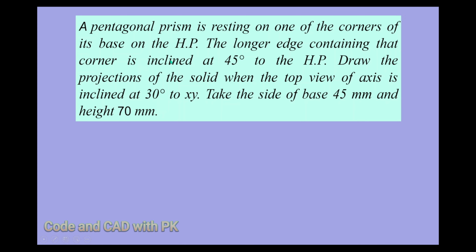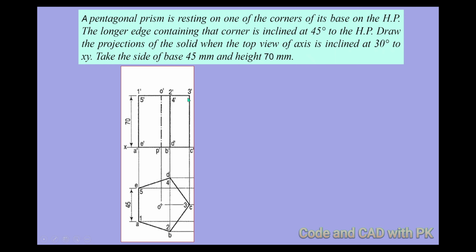Initially, a pentagonal prism has 5 longer edges. One of the edge corners is inclined at 45 degrees to the horizontal plane. Before going to draw the inclined position, first of all we will draw the simple position. See how it is in simple position.